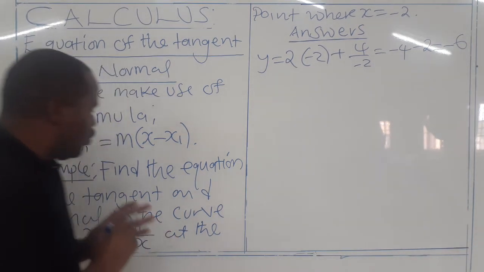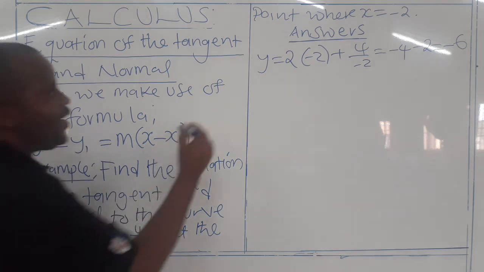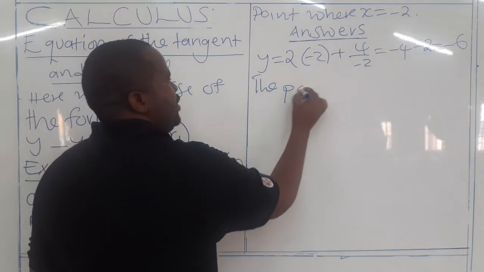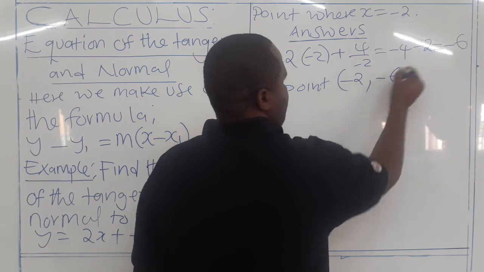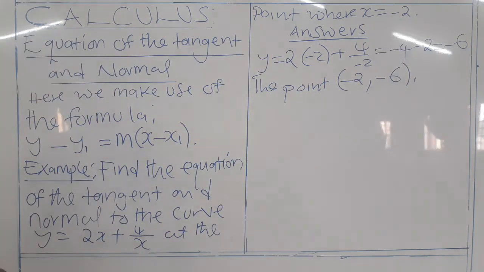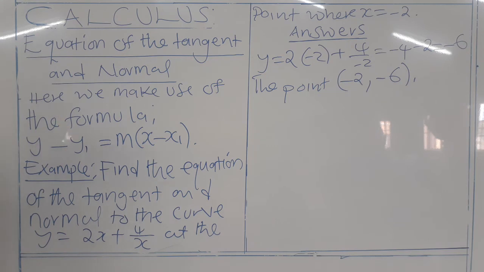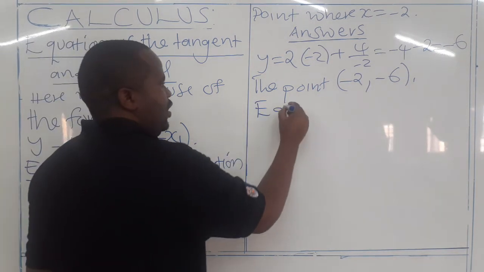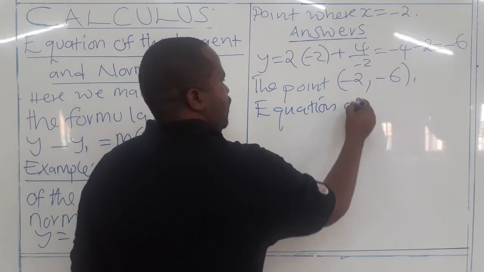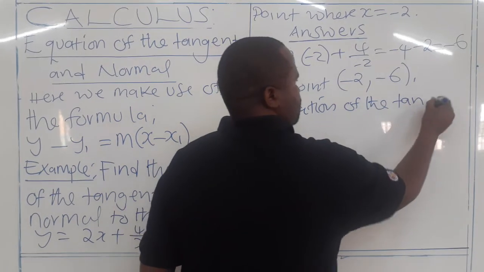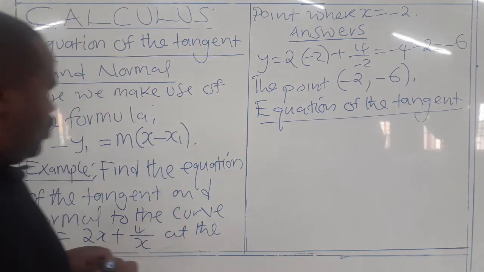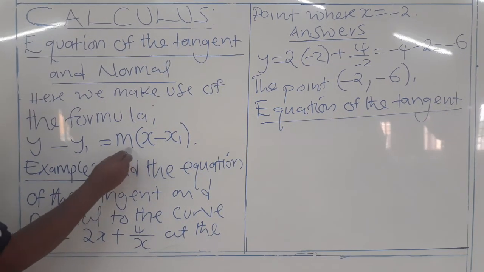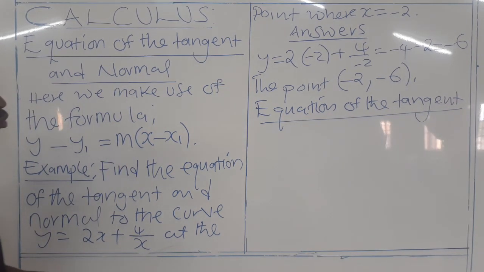Alright, that is the point. So, in other words, we want to find the equation of the tangent and the normal at the point now. The point that we are dealing with is negative 2, comma negative 6. Alright, so now, how do we get the equation of the tangent to the curve? By applying this formula, we need to get the gradient of the tangent. To get the gradient of the tangent, we need to differentiate the function given.